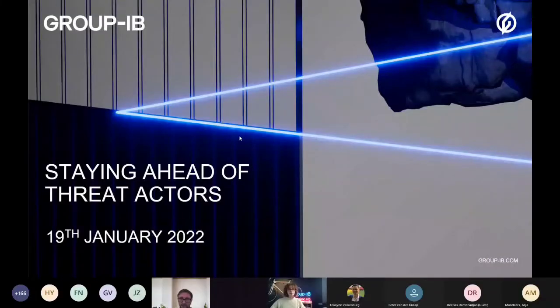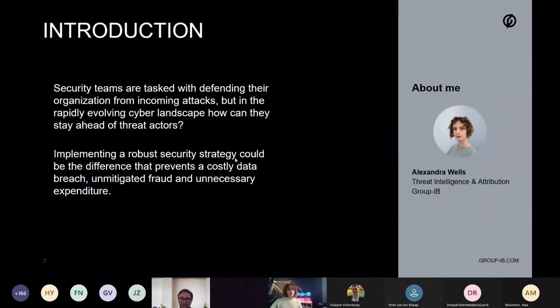Right, so thank you for the introduction. So today's topic is staying ahead of threat actors. I think one of the most common questions that CISOs get asked, or security professionals in general, is, where will the next attack be coming from? What tactics, techniques, and procedures will they use? And importantly, will our current security ecosystem defend against it? Now, the right answer can result in a really robust security strategy. Getting the answers wrong can result in a costly data breach, unmitigated fraud, and unnecessary expenditure.